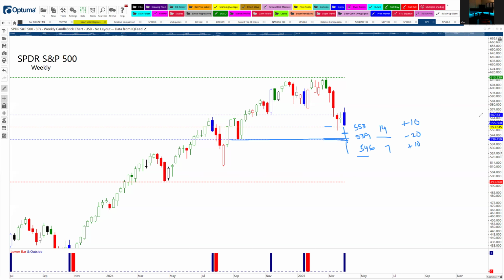Because now the price went from here all the way, so you're 553 in the money, 539 is in the money, and 546 is in the money. So if all the strikes go into the money, your downside is capped. That's the most you can make.